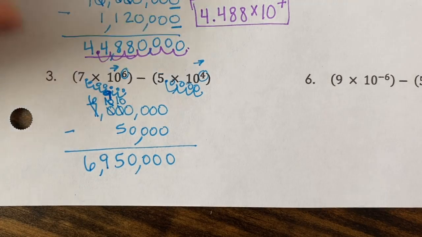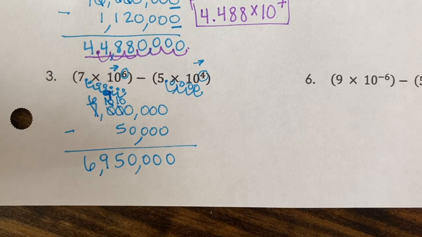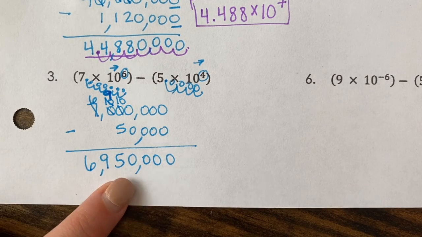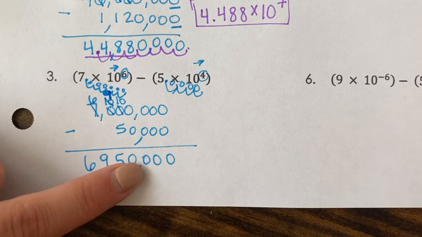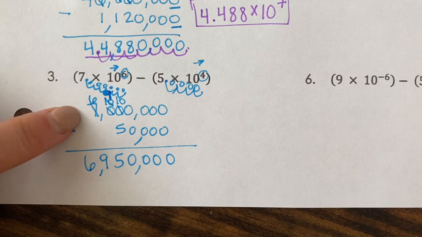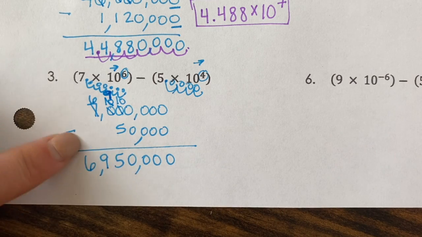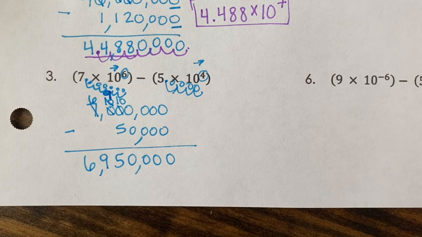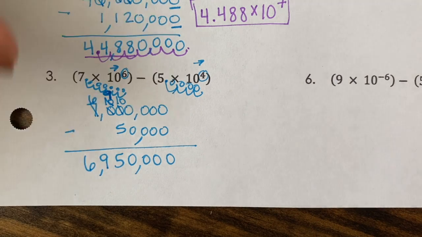And if you think about your numbers, 7 million minus 50,000 is 6,950,000. If you added that 50,000 back in, you would get to your 7 million. So your answer actually makes sense. Always kind of think about that. That will help you correct any mistakes really quickly. So you have the right answer.